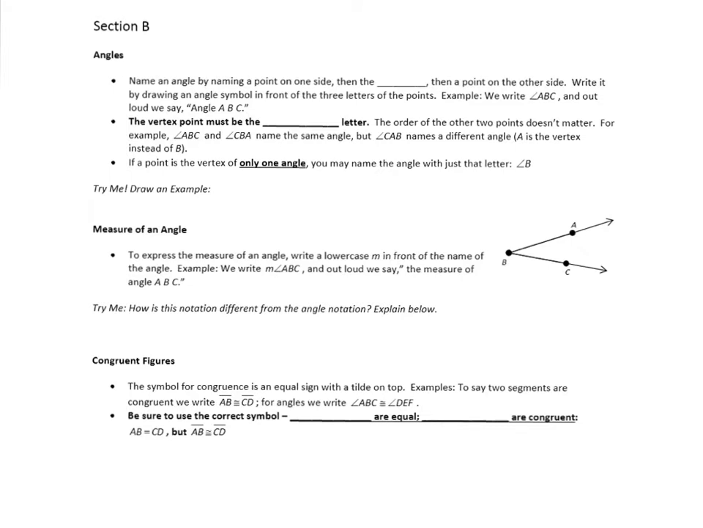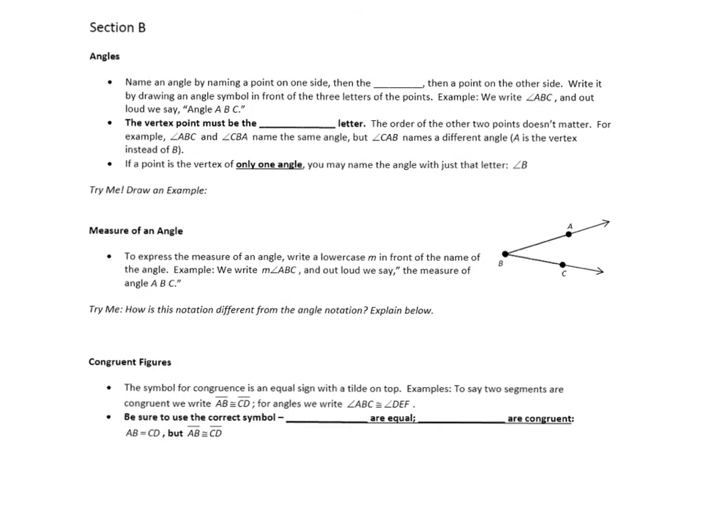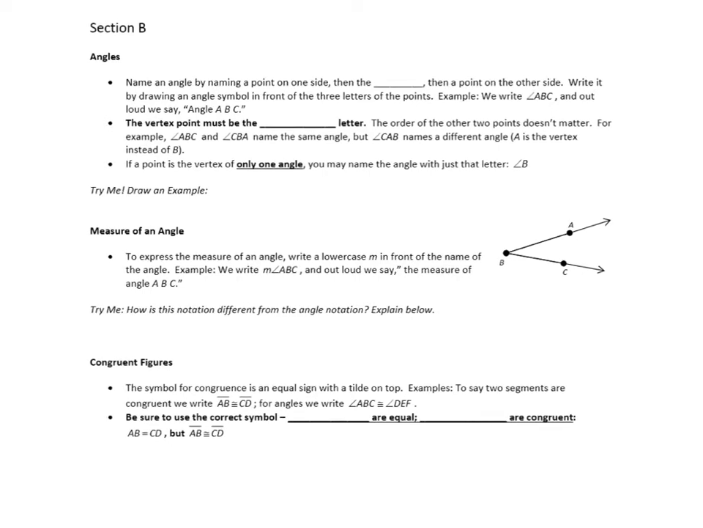We name an angle by naming a point on one side, then the vertex, then a point on the other side. We write it by drawing an angle symbol in front of the three letters. So for example, angle ABC, we would say out loud angle ABC.